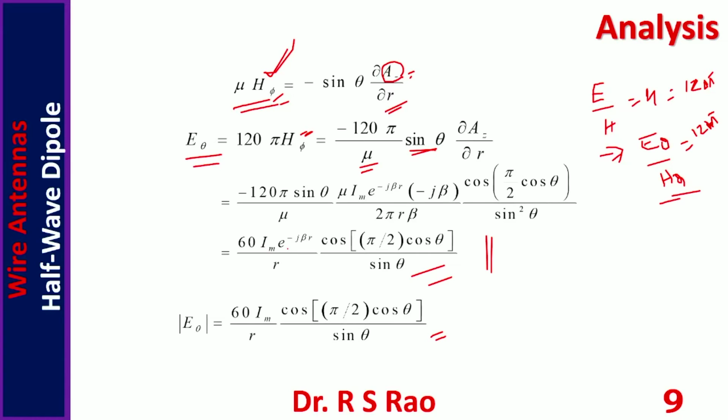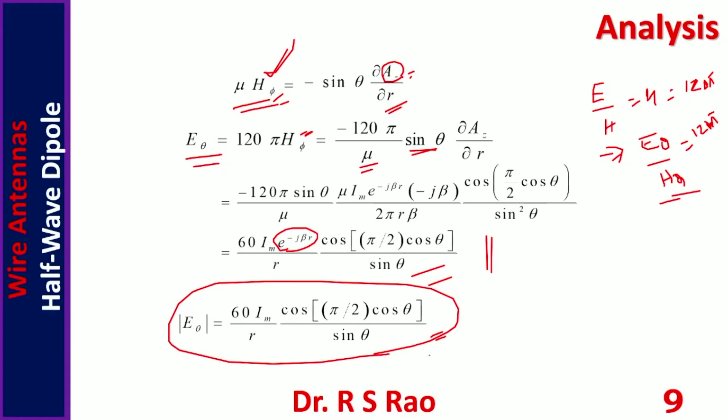In this expression, notice e power minus j beta r is there. This is the phase term. If we want the magnitude, we have to consider the remaining part of the expression, 60 Im over r, cos of (pi by 2 cos theta) over sin theta. This is the magnitude. This is the radiation field intensity due to a half wave dipole.